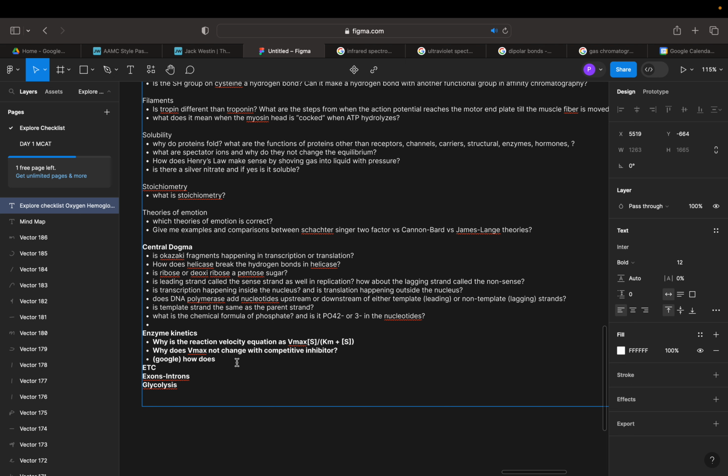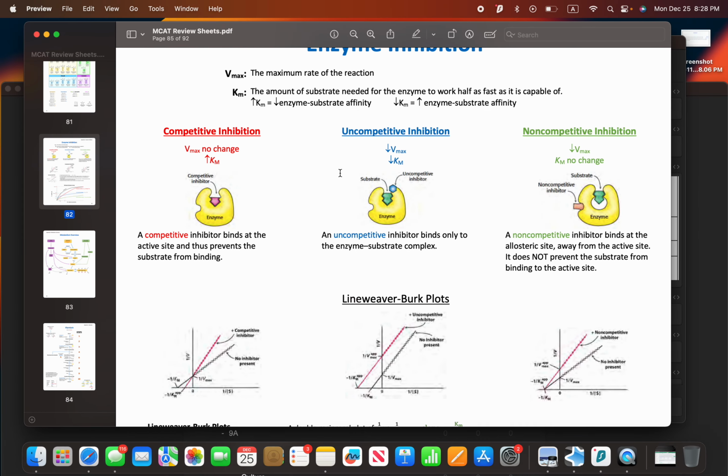But still, at the molecular level, how does an uncompetitive inhibitor change the conformation of the enzyme substrate complex? But yeah, we actually got this.